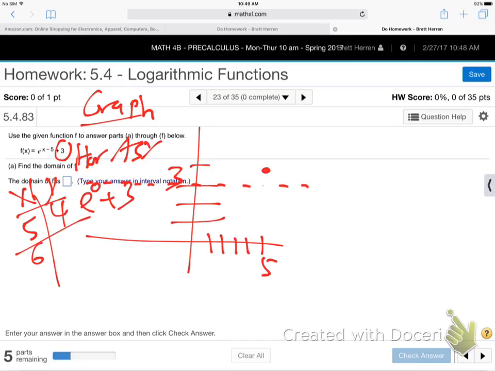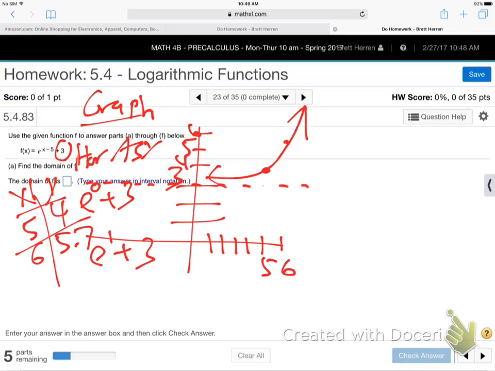Do one more. Add 1. 6. E to the 1 plus 3. 2.7. 5.7. So over 6 up 5.7. But right here. All right. Easy enough. There it goes. All right, so there's the graph.